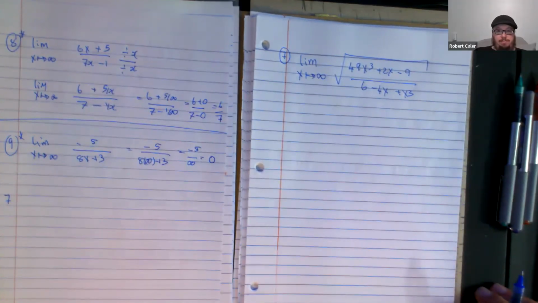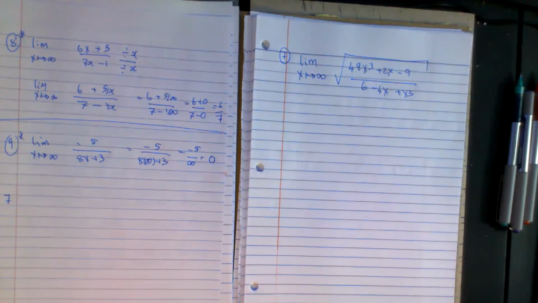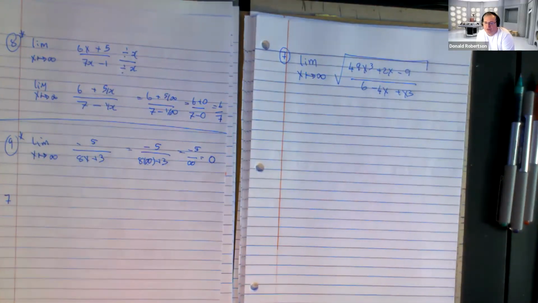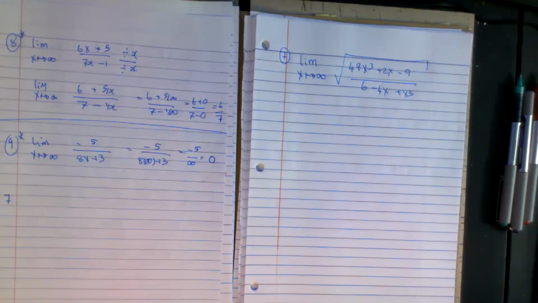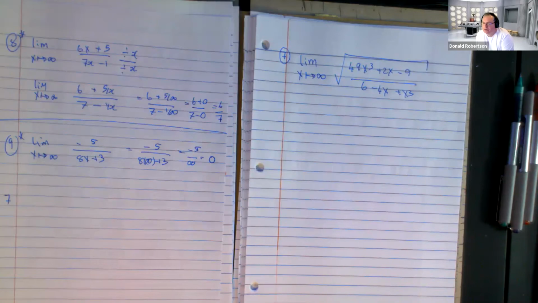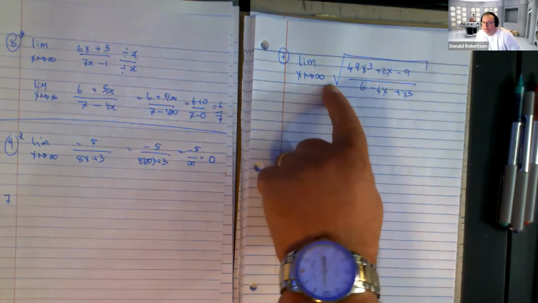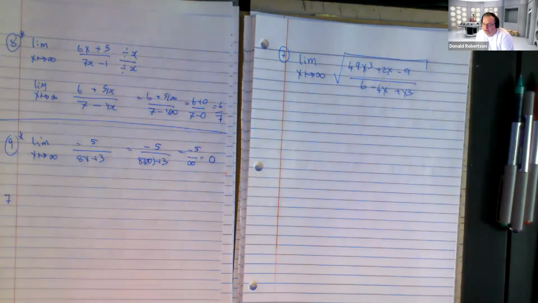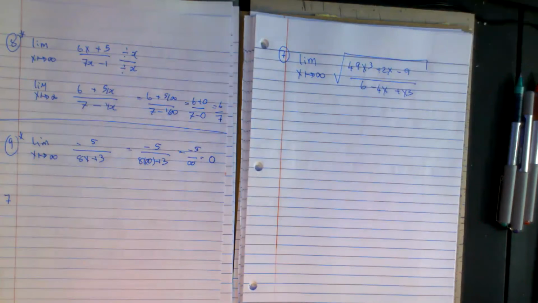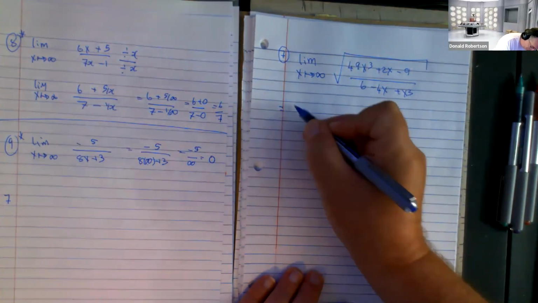Well, is the whole fraction underneath the radical, or is it just the numerator? It's the whole thing. Everything's inside the square root. Okay, well, I think we need to divide the numerator and the denominator by x to the third. Yeah, we will. You're right. How are we going to deal with the square root? That's the issue. I don't think we deal with the square root until after we've taken the limit inside.